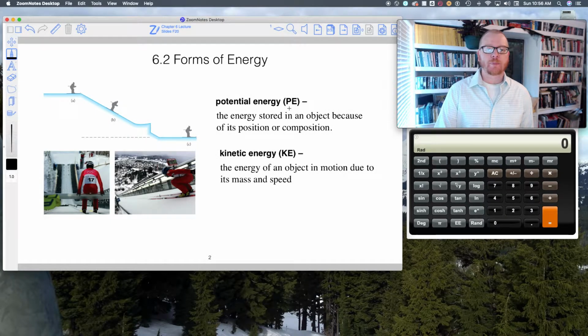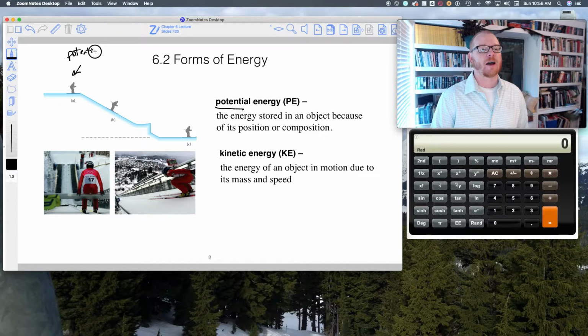Okay, so potential energy and kinetic energy. We've talked about energy, but as it turns out, there's 2 flavors of energy. There's potential, and that's the energy stored in an object because of its position, or as we shall see, even its composition. So right here, we can see that this skier in this position has a lot of potential energy.